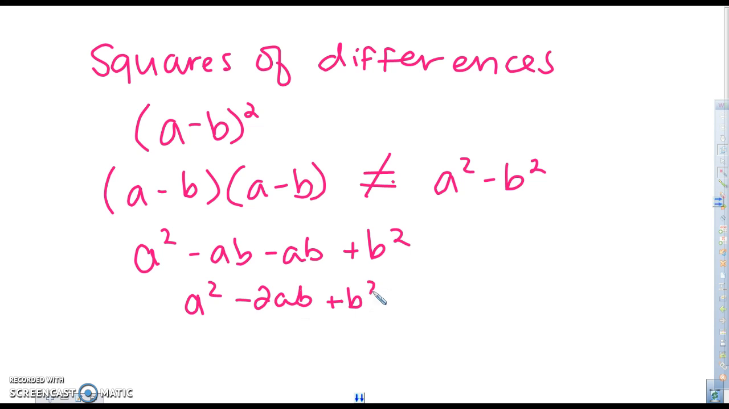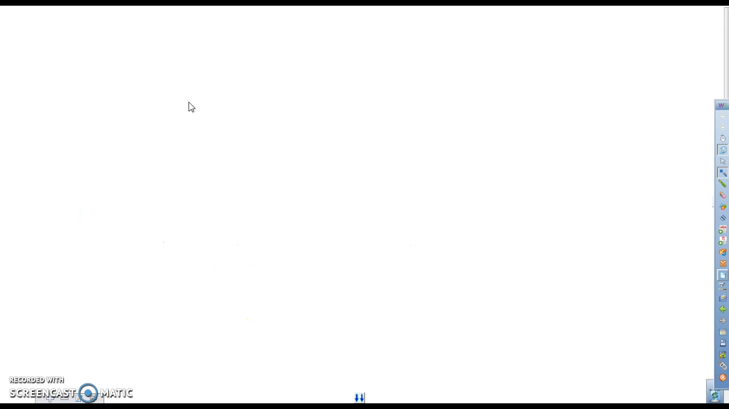plus B squared. So the only thing that changes from squares of sums to squares of differences is that instead of a plus 2AB, now I have a minus 2AB. And again, should I want to take this shortcut, I can jump from here down to here easily. Try this example on your own. We'll take 6p minus 1 quantity squared. Try that on your own.